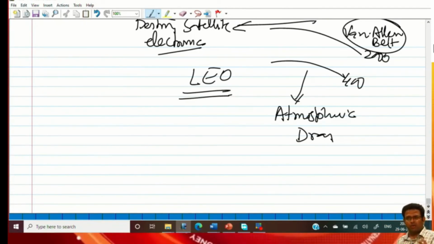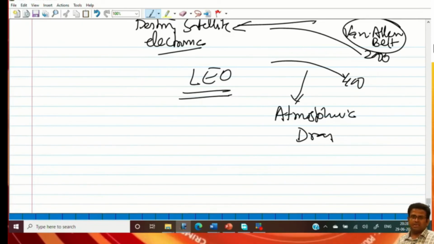Now I started with the LEO. I said that it is a low Earth orbit. Generally people say 160 kilometer to 2,000, or 200 to 2,000. Some say 300 to 4,000. But I said 400 kilometer to 2,000. Why 400? Atmospheric drag. And then I said there is the Van Allen belt.